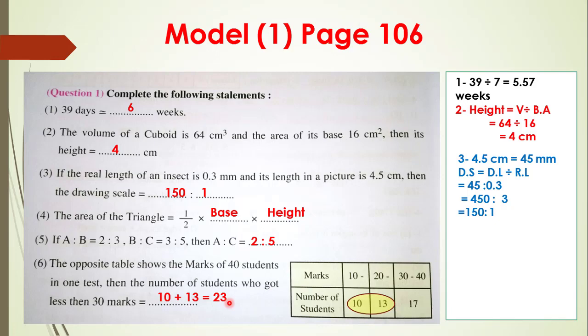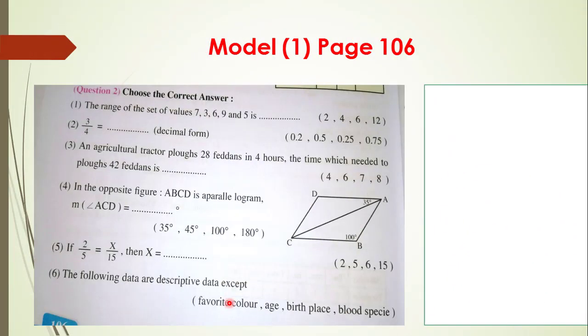Now let's move to another question. The range of the set of values 7, 3, 6, 9 and 5 is. We said before the range equals the greatest or maximum value minus the minimum value. What is the maximum value here? We have 9, and the minimum value is 3. So the range is 9 minus 3, which is 6. So I'll choose 6.